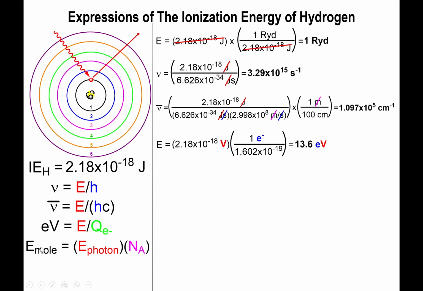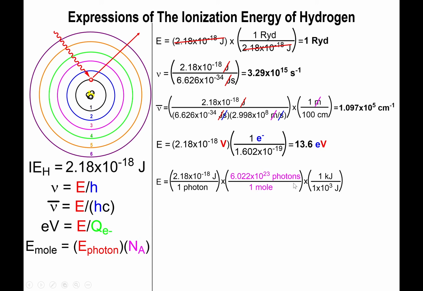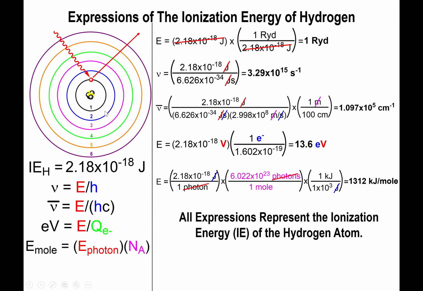Okay, let's convert this to energy per mole. We know that the energy multiplied by Avogadro's number can take the joules, which, by the way, is the same thing as joules per photon, multiplied by that Avogadro number worth of photons. That will change the photons to moles, and change the joules to kilojoules. Simply divide by 1,000, and this will give you a value of 1312 kilojoules per mole for the ionization of hydrogen. All of these expressions, as stated, represent the same thing, the ionization energy of hydrogen.